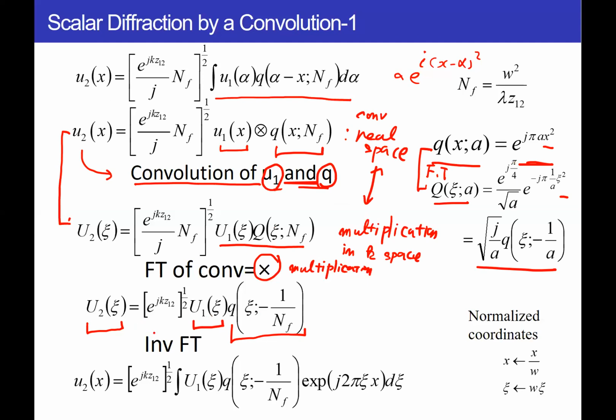And then this is the Fourier transformed one, and then if you do the inverse transformation, then you get U2x, right? And then you have to do the inverse Fourier transformation, right? And then for the known U1 and for the known Q, you do the Fourier transformation. It's basically the same as before.